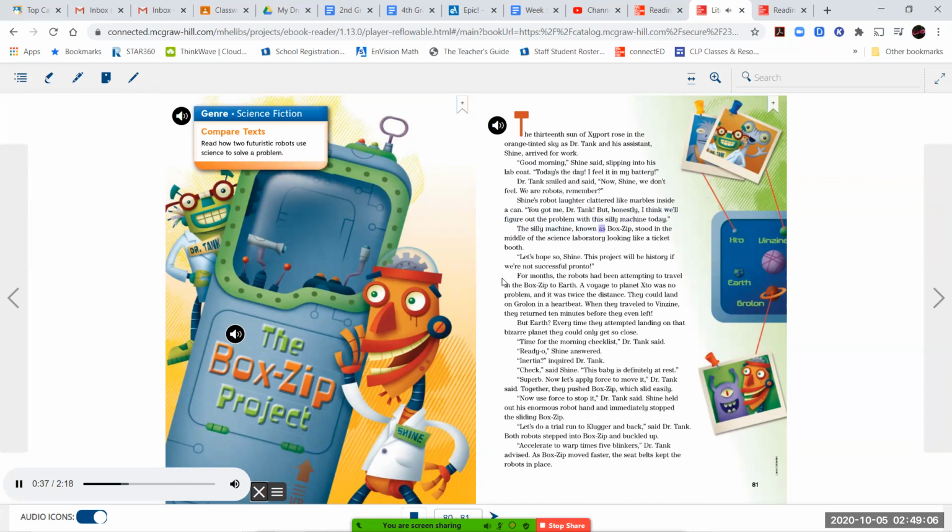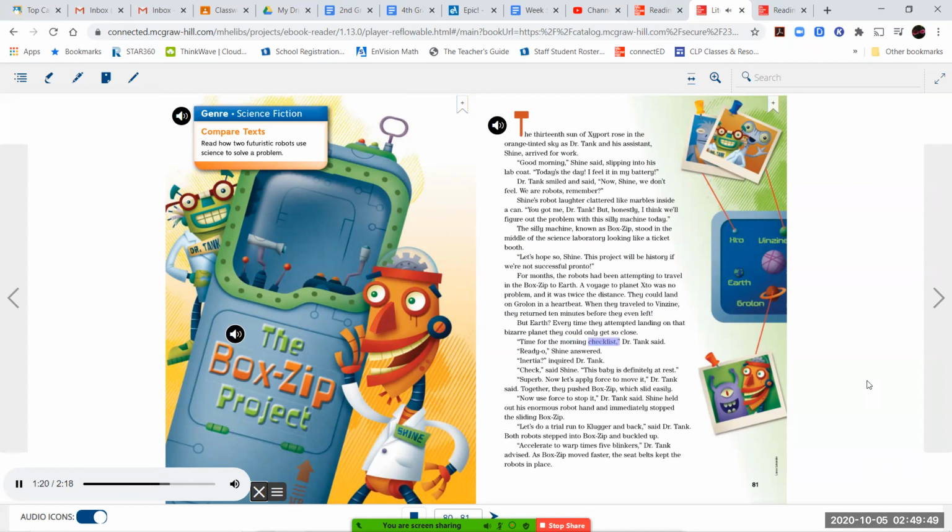The silly machine, known as Box Zip, stood in the middle of the science laboratory, looking like a ticket booth. "Let's hope so, Shine. This project will be history if we're not successful pronto." For months, the robots had been attempting to travel in the Box Zip to Earth. A voyage to planet Exto was no problem, and it was twice the distance. They could land on Grolon in a heartbeat. When they traveled to Vinzine, they returned 10 minutes before they even left. But Earth? Every time they attempted landing on that bizarre planet, they could only get so close.